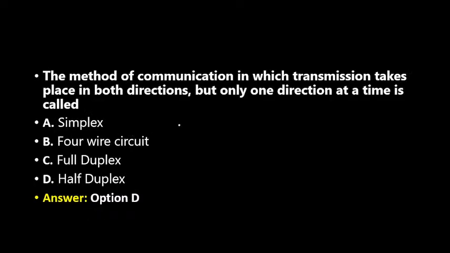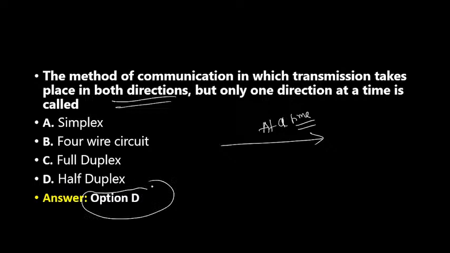The next question: the method of communication in which the transmission takes place in both directions, but only one direction at a time. That is called half duplex. The method of communication in which the transmission takes place in both directions but only one direction at a time is called half duplex communication.